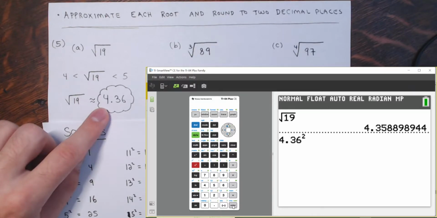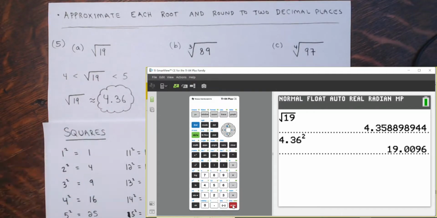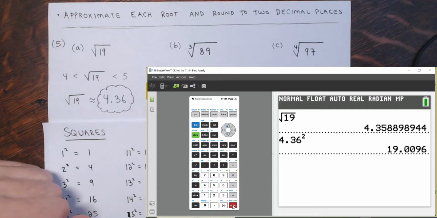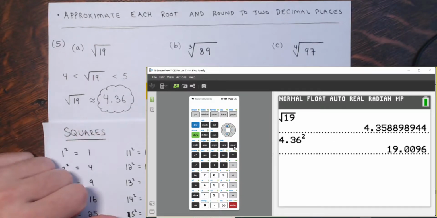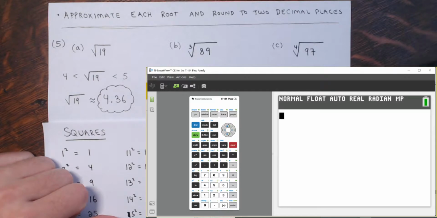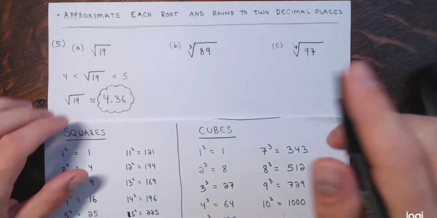And let's see what 4.36 squared is. And you see it's 19.0096. That's very close to 19. All right. So this is probably a good answer, right? Okay. So let me get rid of the calculator now and come back. And now we're working on part B.